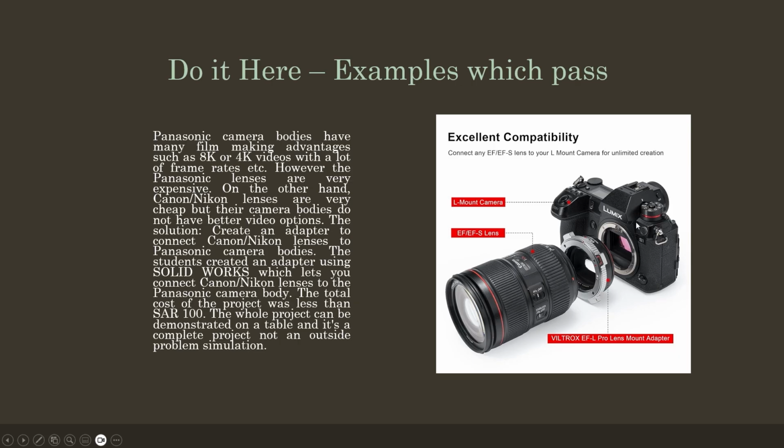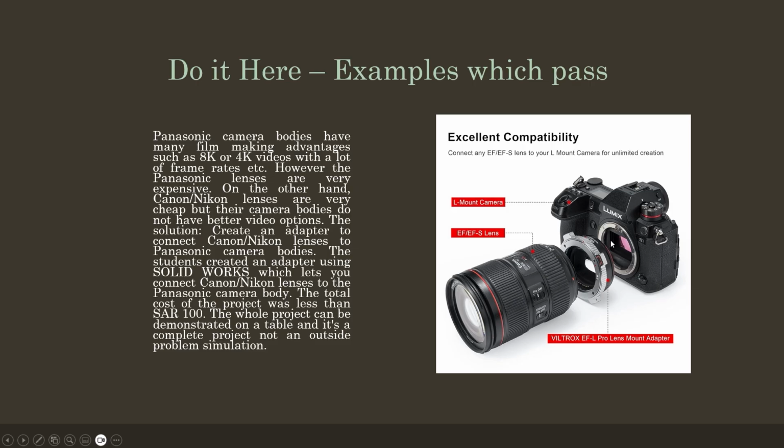Now you can see this particular device here, like an adapter or a connector. They created it using SolidWorks software, which all the students know, and then they created it in 3D using 3D printing, and also with aluminum, because 3D printing was a little bit softer, and sometimes it cannot hold heavier lenses. So this one was a big success.